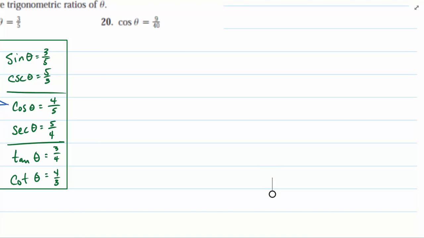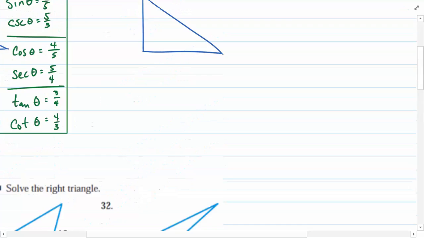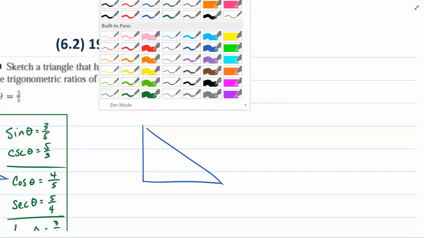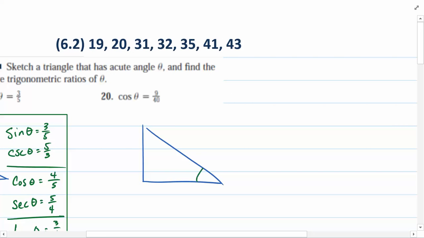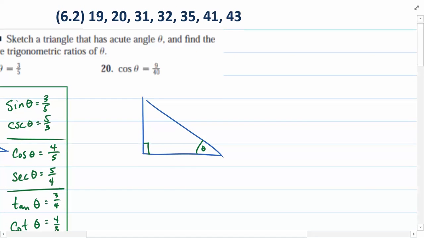Let's do the same for number 20 here. We'll draw another right triangle, and again I'll put theta down here at the bottom right hand corner. It doesn't matter if we place it here or if we wrote it up here in this corner, we can still create the right triangle appropriately.